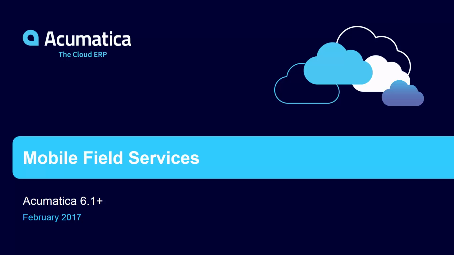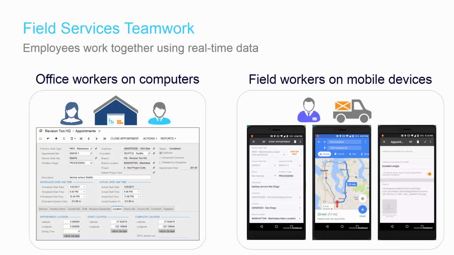In this video, we're going to show some upcoming features in the Acumatica Field Services module. With the Field Services module, the idea is that office workers can work on computers while field workers are on their mobile device. Both can stay in touch and pass information back and forth in real time.